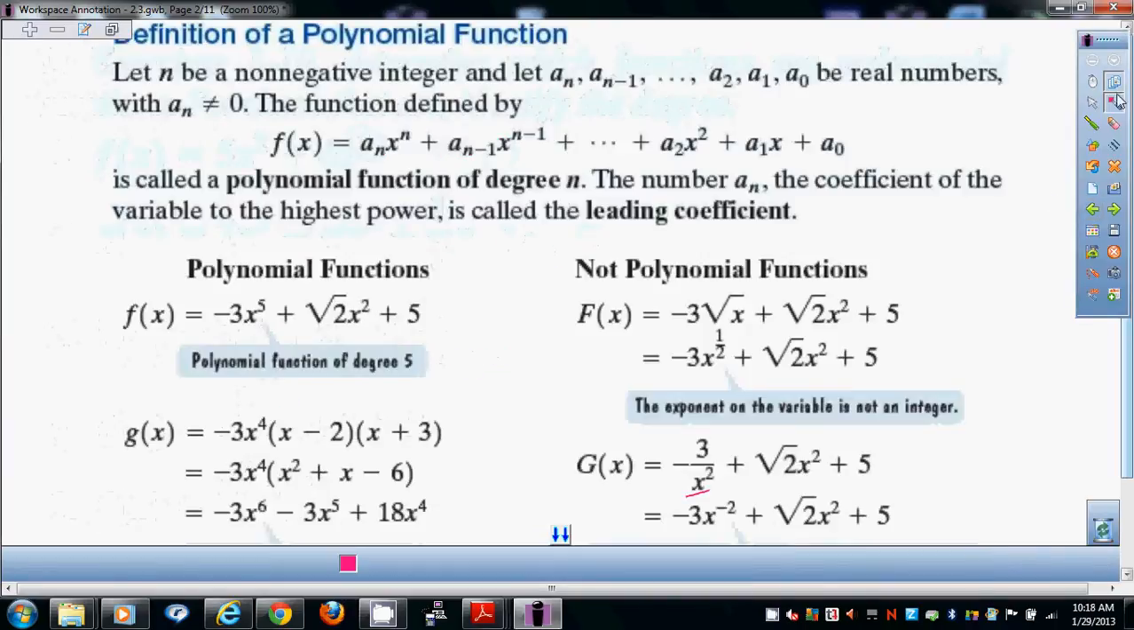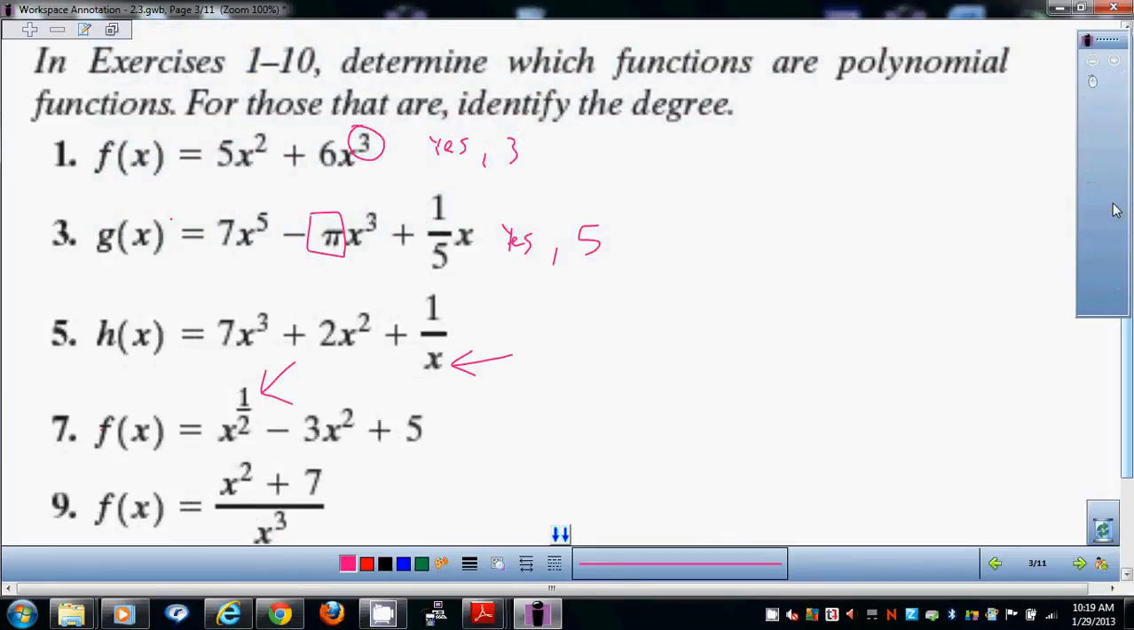See, notice these say no because there's an x under a radical. This would actually be fine if it was just this. But, yeah, you just can't have a variable in the denominator or under a radical. So, 7 is no because of the fractional exponent. And number 9, what do we think? Very good.